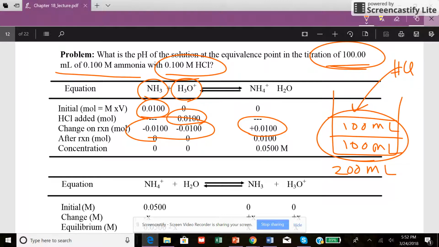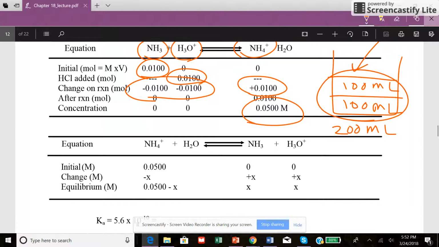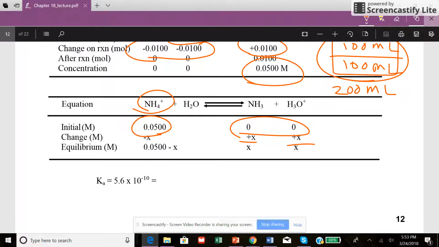Now, if you want to find the concentration of ammonium, you divide mole by the volume, which is 0.2 liter. So the concentration of ammonium is equal to 0.05 molar. You want to find the pH? Okay, here we go. You have the concentration of ammonium. You don't have any left at the equivalence point, but you have to understand that this is a weak acid. It will ionize. How much? X. And you can use the Ka of ammonium to find the concentration of these two species.